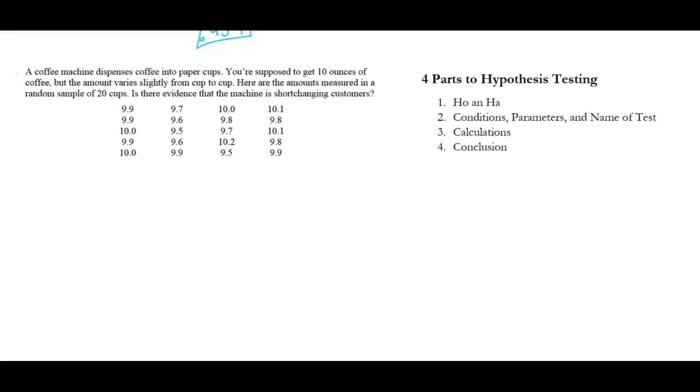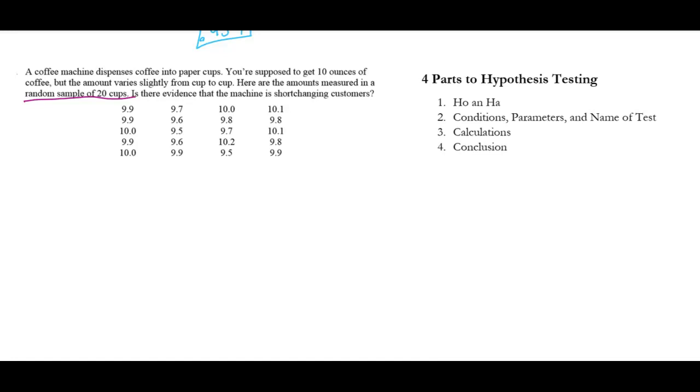separate. This first one, a coffee machine dispenses coffee into paper cups. You're supposed to get 10 ounces of coffee, but the amount varies slightly from cup to cup. Here are the amounts for a random sample of 20 cups. Is there evidence of short change? So because it's asking for evidence, that's kind of asking you for a hypothesis test.